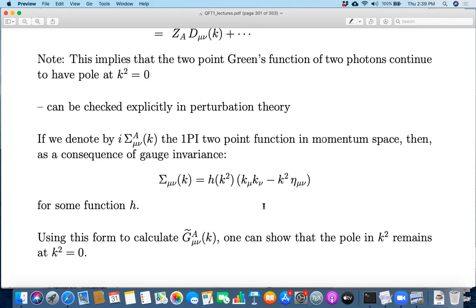Sir? Yes, go ahead, please. The photon propagator is not gauge invariant, right? Photon propagator is not gauge invariant, no. So why should sigma be gauge invariant? Yeah, the point is it is true that the photon propagator is not gauge invariant, but the sigma one can show is gauge invariant. Again, this is some property. Let me try to show it.